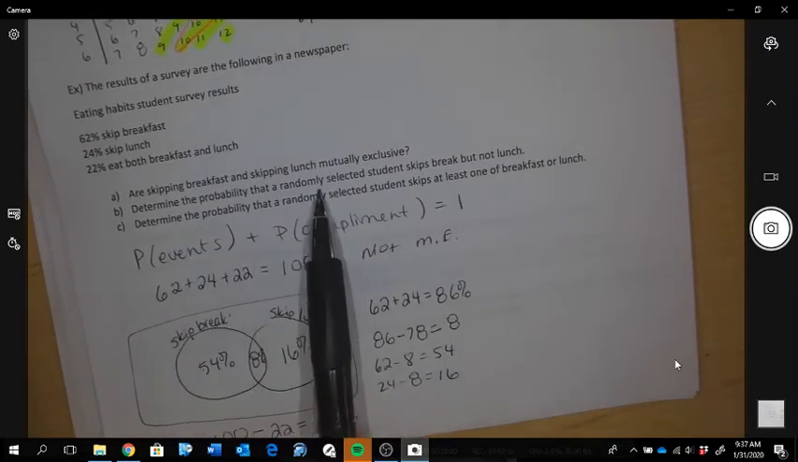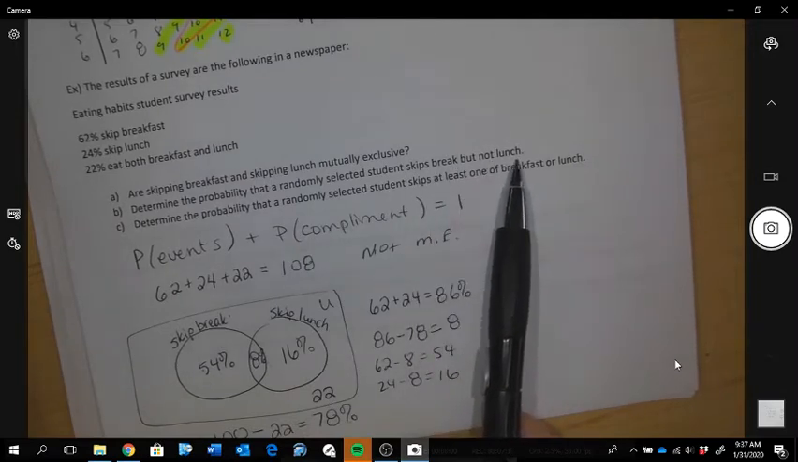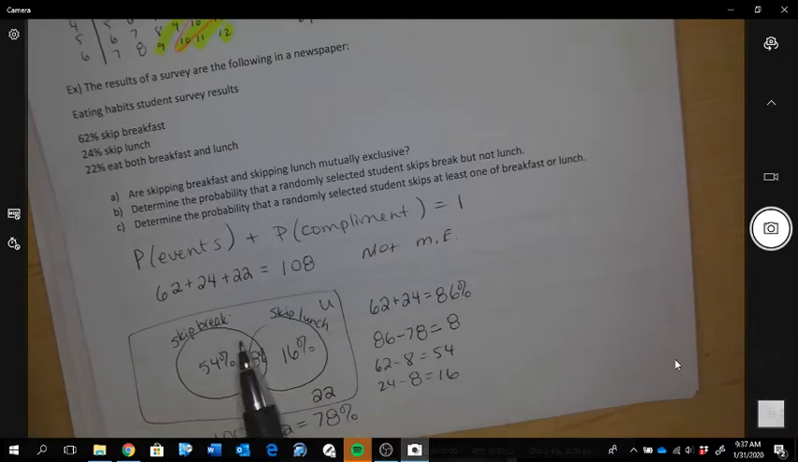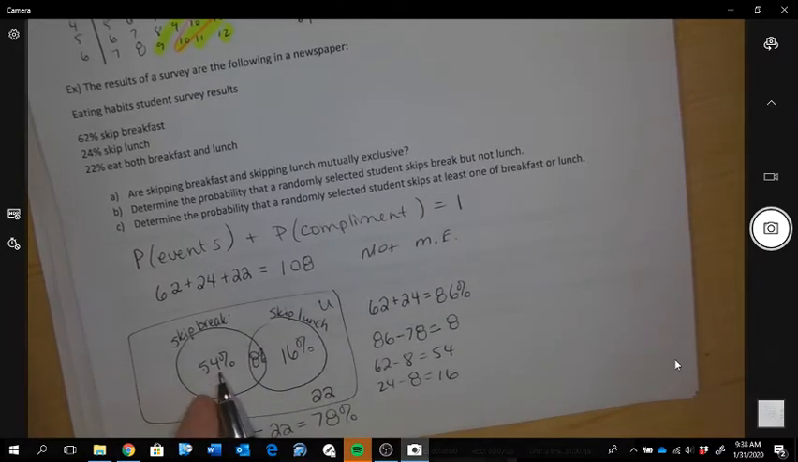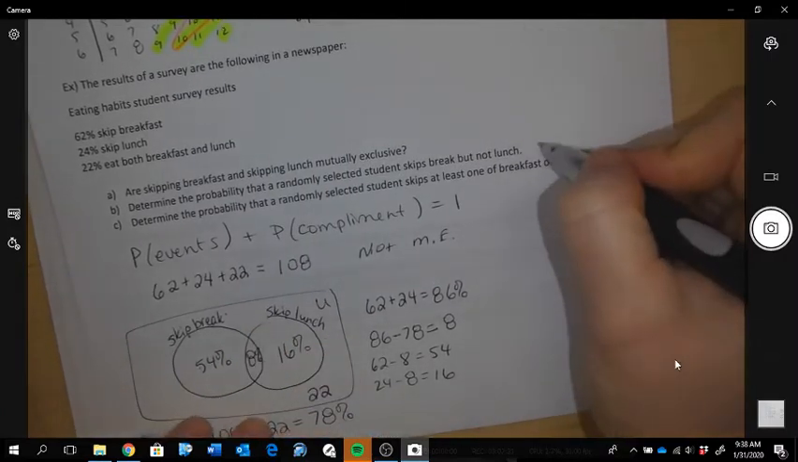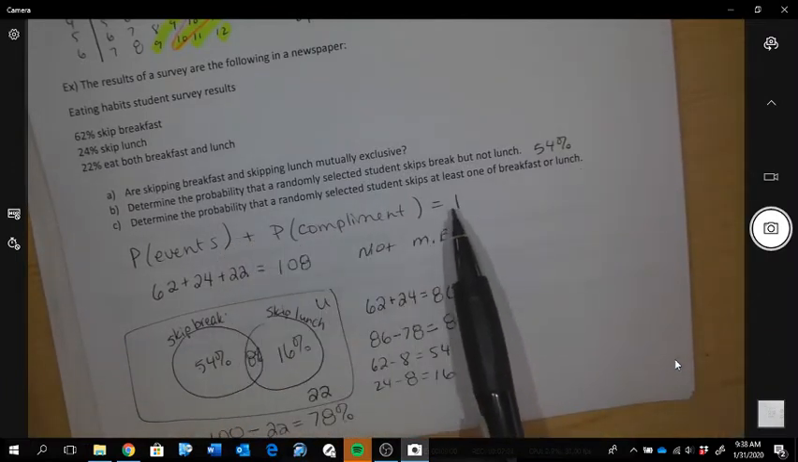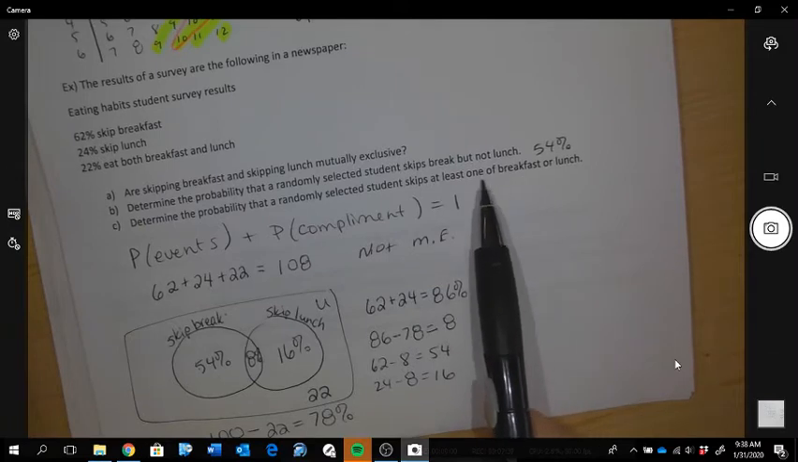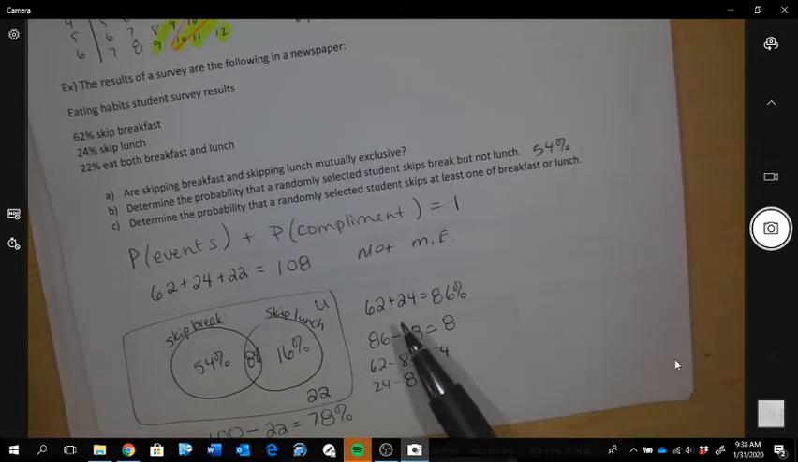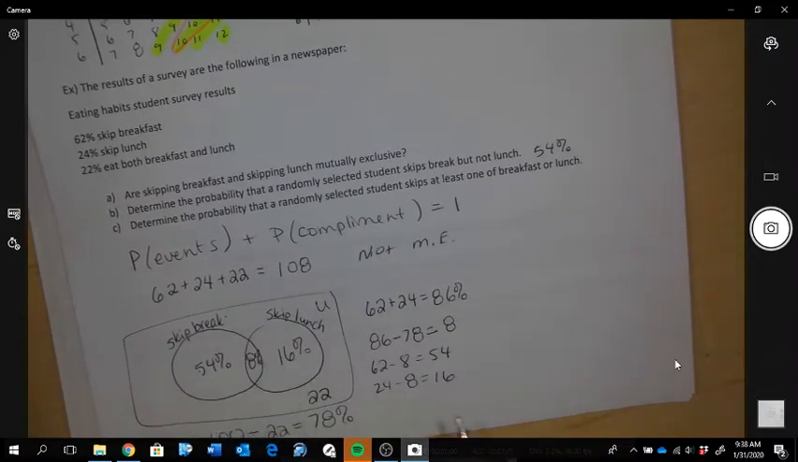Part B, determine the probability that a randomly selected student skips breakfast but not lunch. That should be 54% right here. You can see 54 is in this alone without being in that group. Determine the probability that the randomly selected student skips at least one of breakfast or lunch. That would be 78%, and it could be anywhere in there.